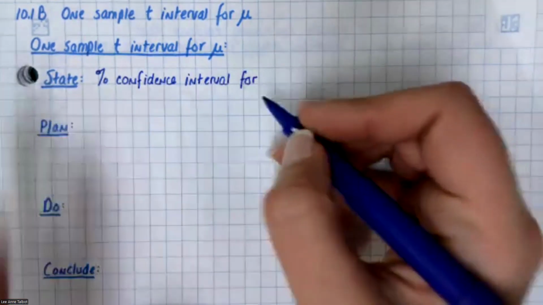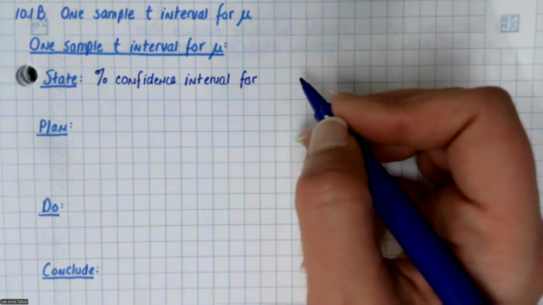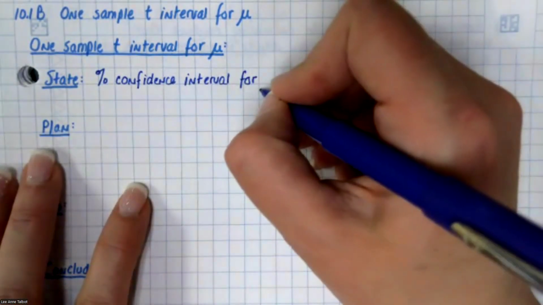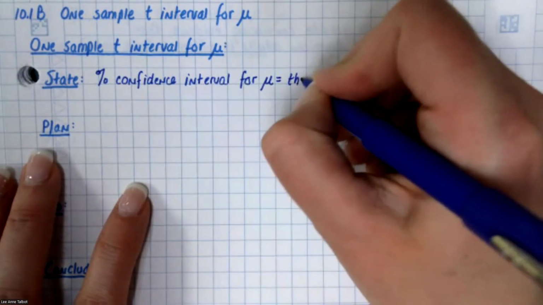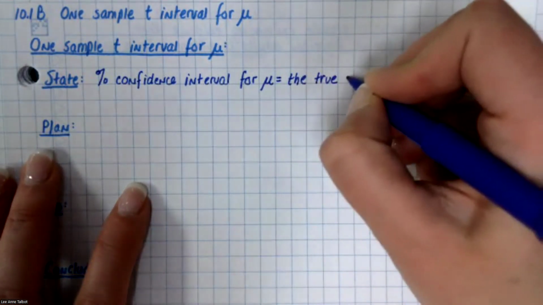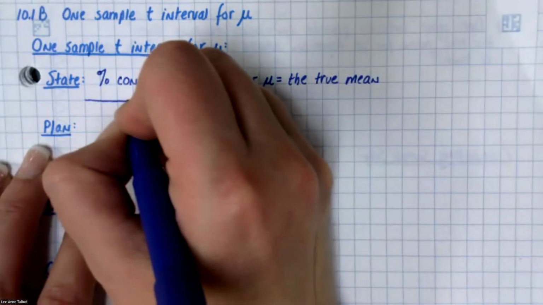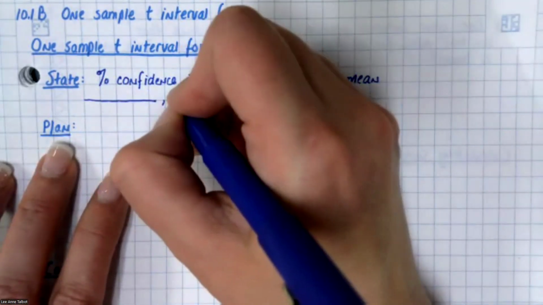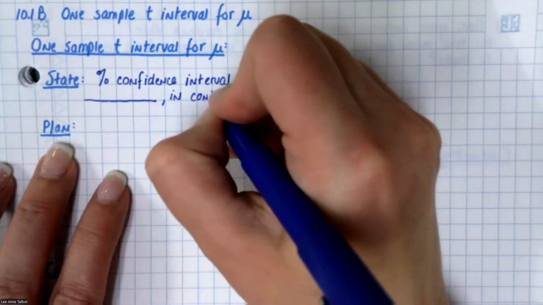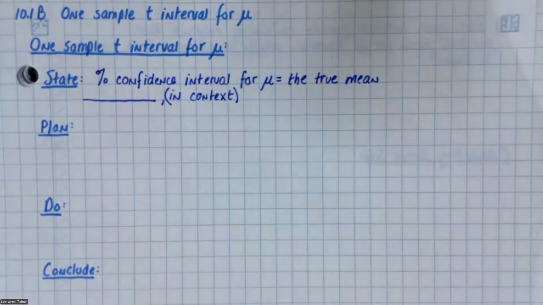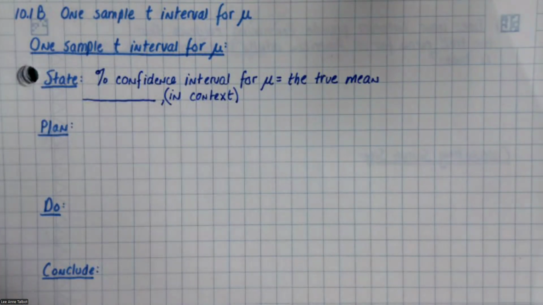for, okay, and in chapter 8, we said P equals the true proportion. In chapter 10, we say mu equals the true mean, blank, in context, meaning that you have to put something about that particular problem. So the language from that problem, usually you can just copy straight off of the problem.